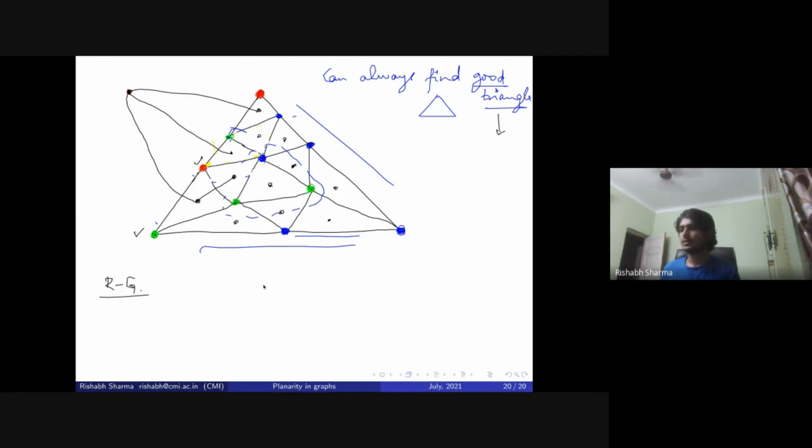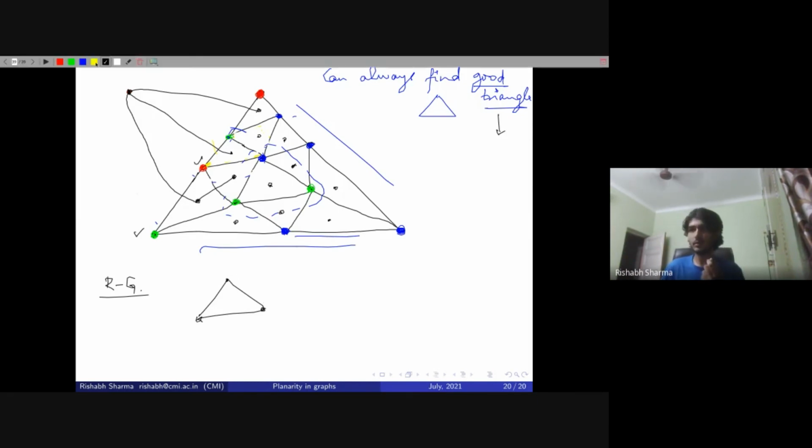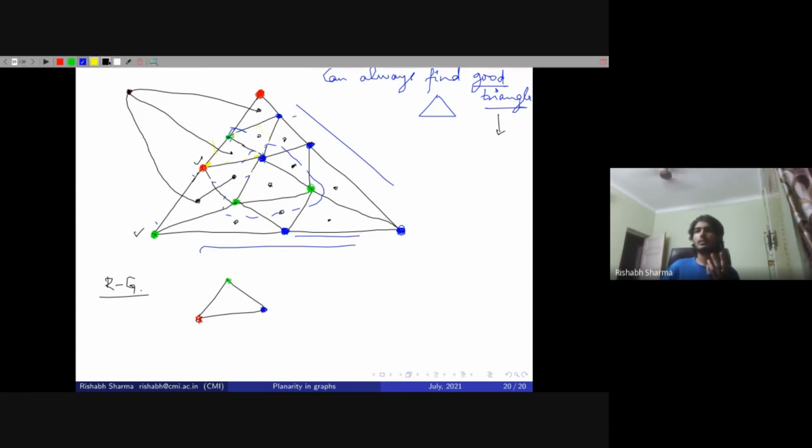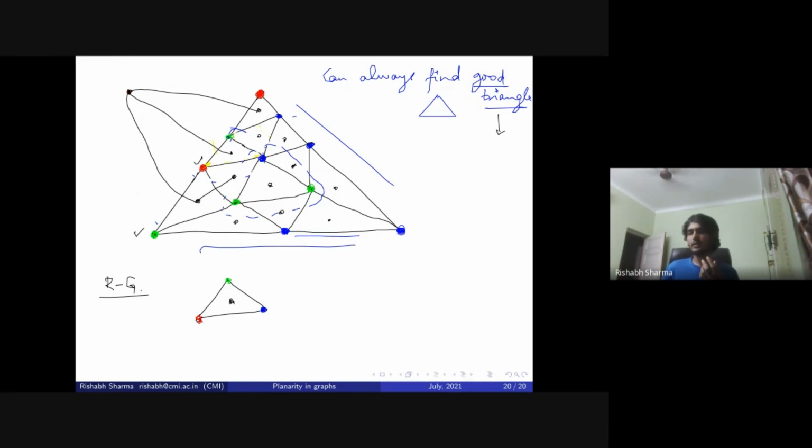So the thing that is special about this construction is that if I have a triangle which is good, as in, it has all three different colors in it, so red, green, and blue, then the vertex associated to it has degree 1, right? Because it has only one red-green edge incident on it. So the degree of this vertex is equal to 1.